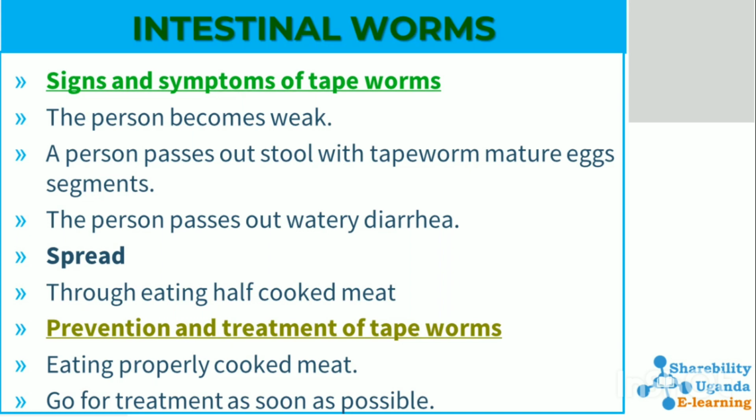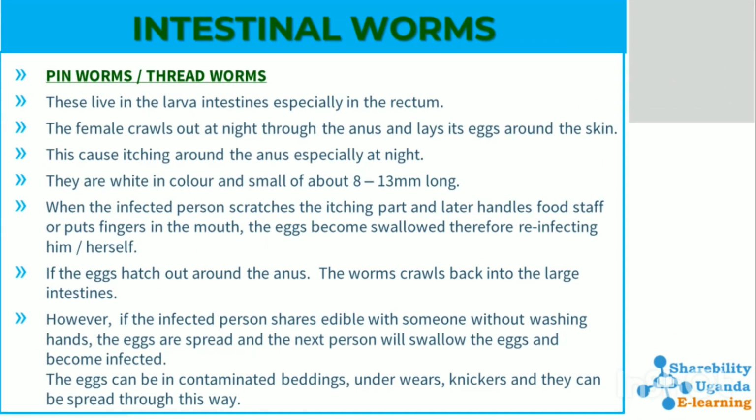Signs and symptoms of tapeworms include: the person becomes very weak. A person passes out stool with tapeworm mature eggs or segments. The person passes out watery diarrhea and sometimes with blood. How do they spread? They spread through eating half-cooked or uncooked meat. Prevention and treatment of tapeworms: eating properly cooked meat, going for treatment, or seeking medical attention from a medical personnel.